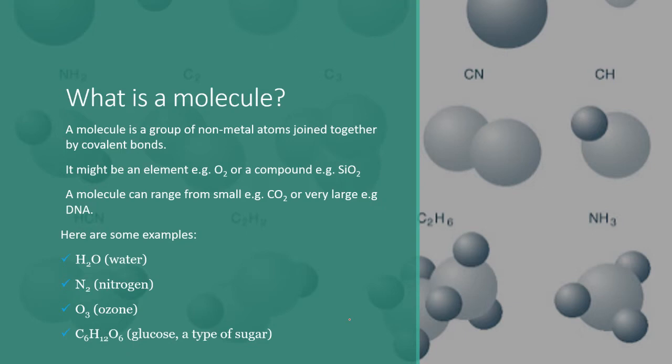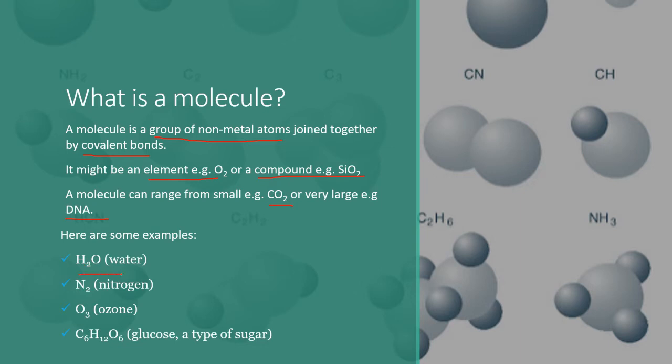So what is a molecule then? A molecule is a group of two or more non-metal atoms joined together by these covalent bonds. An example could be an element like O2, so that's two oxygen atoms bound together with covalent bonds, or it could be a compound of different atoms, like silicon dioxide. It's got one silicon atom and two oxygen atoms held together by covalent bonds to form a molecule. They can be very small molecules like carbon dioxide, or very large molecules like DNA and proteins. These are very important in biology, in nature.